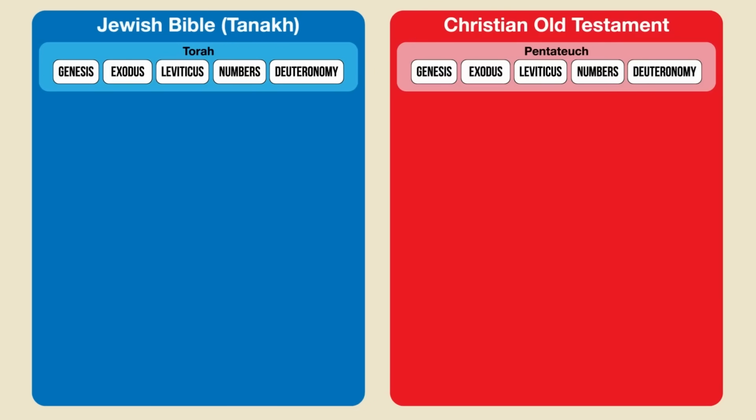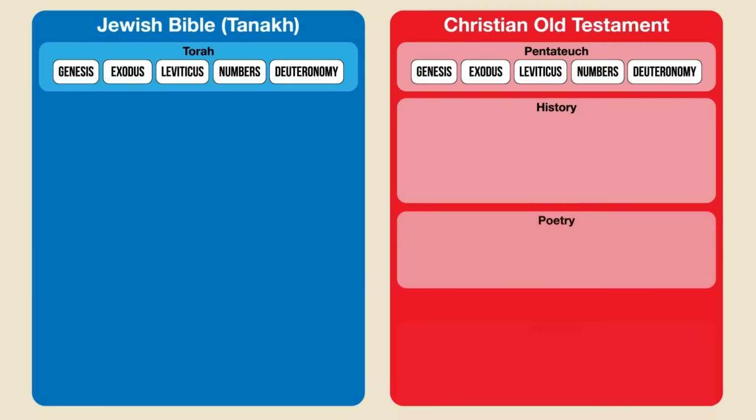First, the order of the books is slightly different. And second, if you're reading a Catholic or Eastern Orthodox Old Testament, there are going to be a few extra books. This is something I forgot to mention in episode 1. But regardless of whether you are reading a Protestant Bible or a Catholic Bible, Christians usually divide the Old Testament into 4 sections. After the Pentateuch, you get history, poetry, and prophecy.